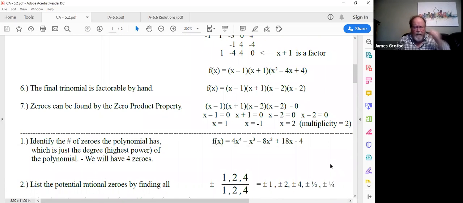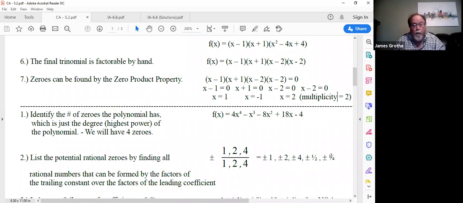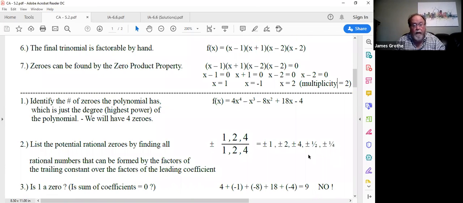We'll follow that same series of steps as we go through this process. First, you'll notice, again, number of zeros. The number of zeros, again, is the degree or the highest power of the polynomial. In this case, that is x to the 4th. So we're going to have 4 zeros.